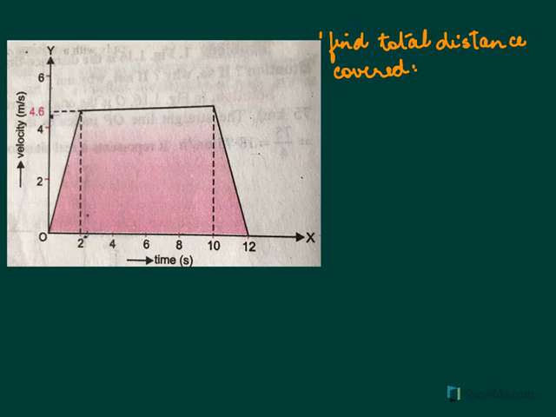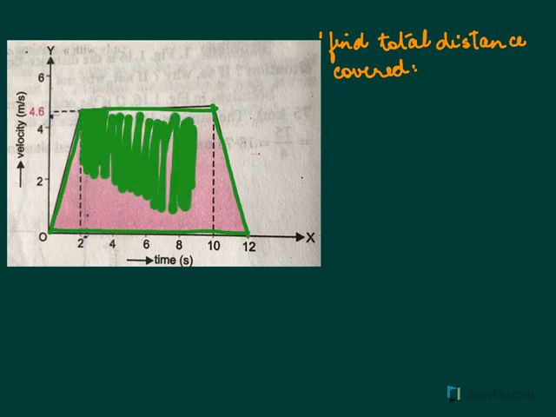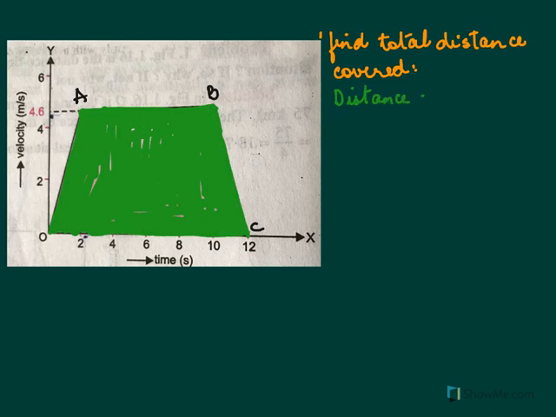Now we'll find the total distance covered in this graph. It's a velocity time graph, and we'll find the total distance. To find the total distance, first we have to mark the graph. From 0, the motion is here, then it went here, and it slowed down. So this entire area will give us the distance covered.